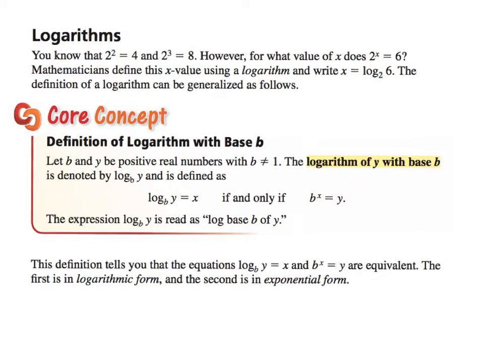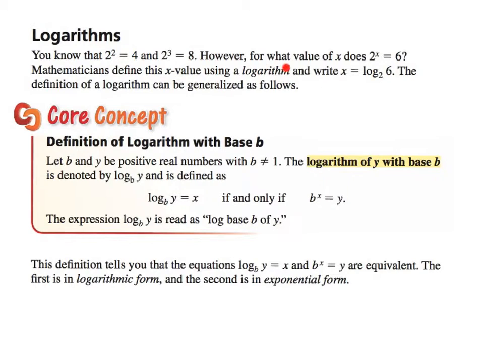Our next Algebra 2 concept is over logarithms. Now let's start with what we know about powers. Ignore the fact that we're talking about logarithms. Let's just look at this equation. 2 squared equals 4, and 2 to the third power equals 8.